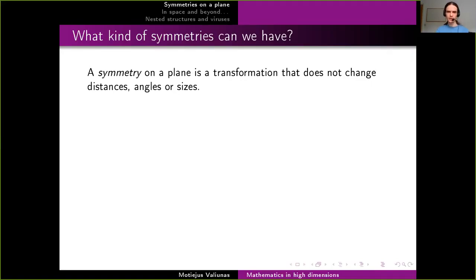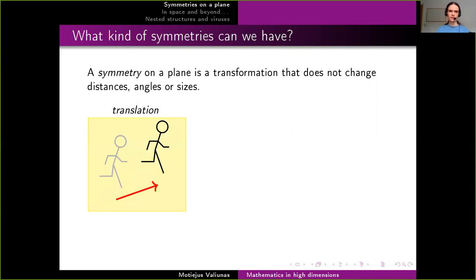Okay, so what kind of symmetries can we have? There are three main types of symmetries. Translation is the first of them, and this is just to move things around without changing the orientation, without changing the way the thing is presented. So if you have something that has a top and bottom, then you can see that this top and bottom doesn't change. We just move it.